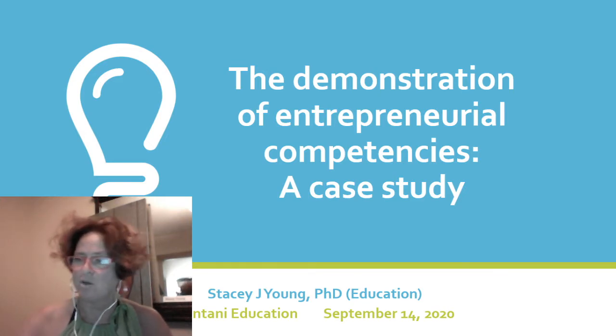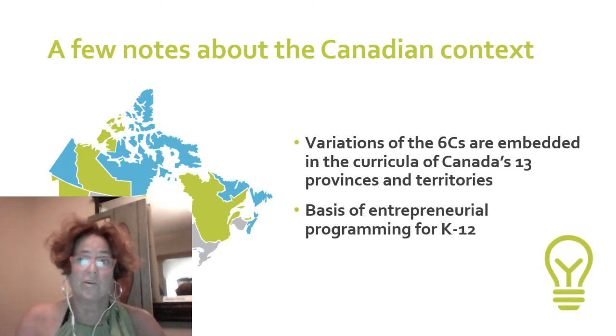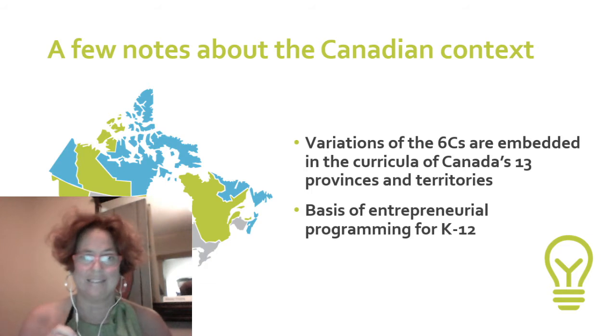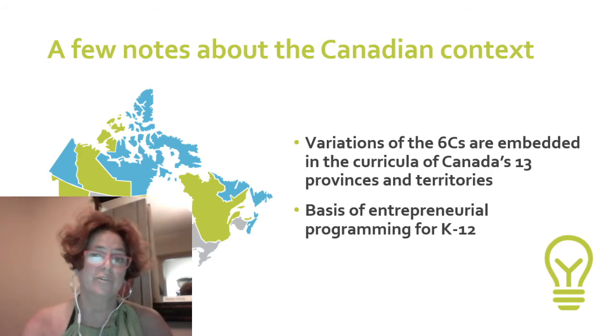But first, a note about Canada. It's a little complicated. As you may know, there are 13 provinces and territories, each with its own slightly distinct education system. And although the differences are not great, the common language that binds them are what we call the 6 Cs, or the 6 global competencies. And they form the basis for entrepreneurial programming across the country for learners from K to 12.